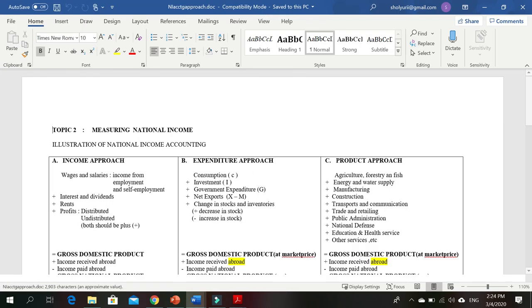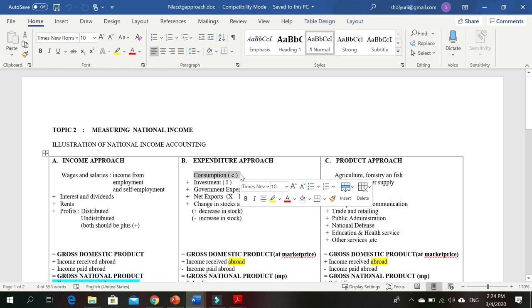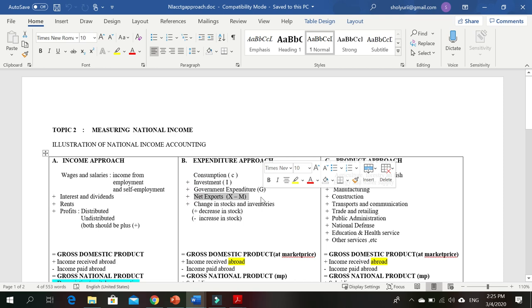This is our expenditure approach, right? This is our item to measure national income: consumption, investment. So you need to explain what it means by consumption. This is the consumption of the household, investment of the firm, government expenditure of the government, net export, which is export minus import. This explanation is all in the textbook.